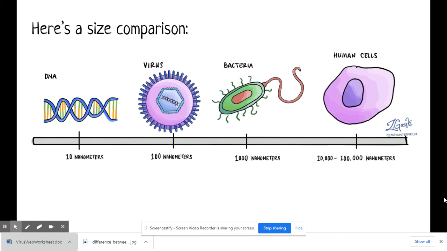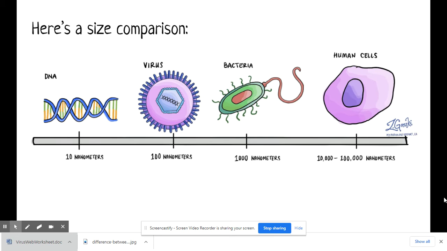Here's a really cool size comparison for you. Viruses are small. They're 100 times smaller than some of your smallest bacteria. And keep in mind that human cells are much larger than bacterial cells. So when it comes to being able to see a virus, you usually need an electron microscope. And electron microscopes can see things as small as subatomic particles like protons, neutrons, and electrons, and can also view, of course, DNA.